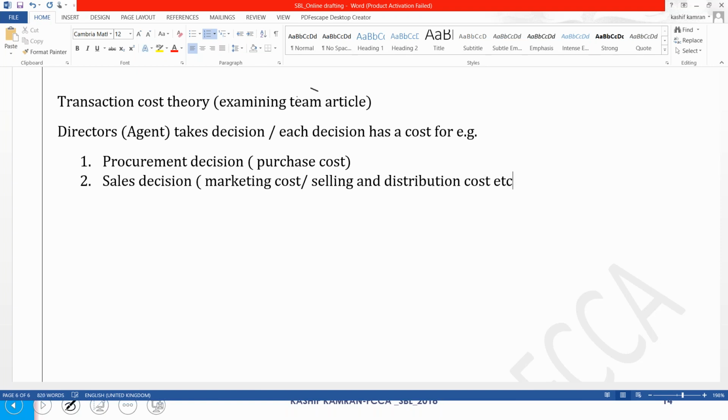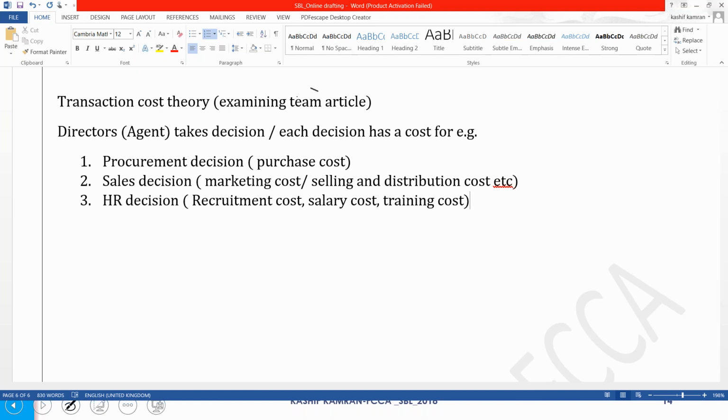etc. The HR decisions. How many costs are in the HR decision? Recruitment cost, salaries, training cost. Can you imagine how much cost is going down with each decision of a director? These decisions are important, right? They have to be taken. But with each decision, there is a cost.